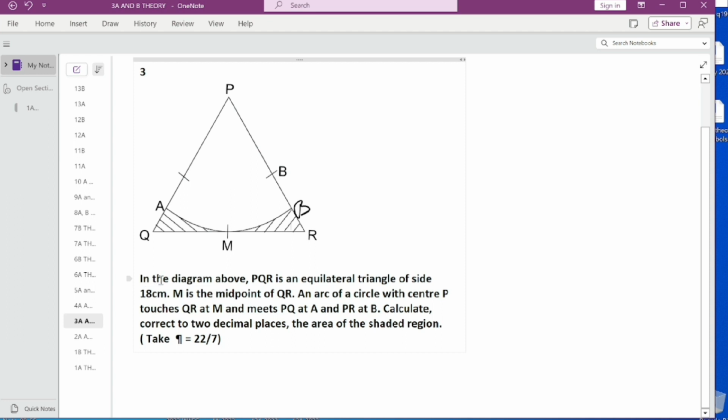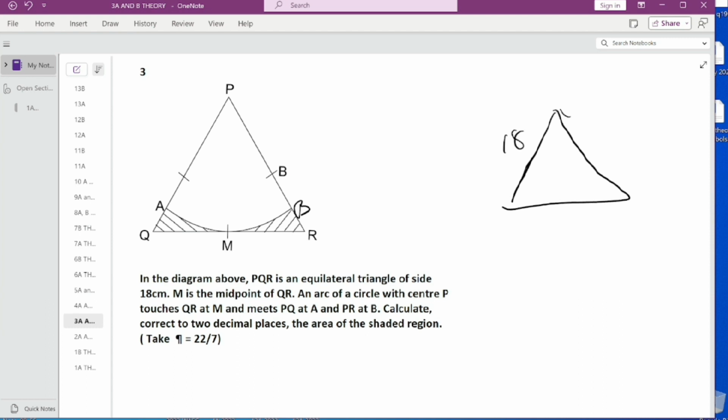Going back to the question, let's read again so we get out the information we need. In the diagram above, PQR is an equilateral triangle. That means all sides are equal with side 18 centimeters. Let's just draw it outside and see what we can figure out from this. 18, 18, 18. Then what does it say next? It said M is the midpoint of QR. This is the middle. That means each part will be 9, 9. That adds up to 18.